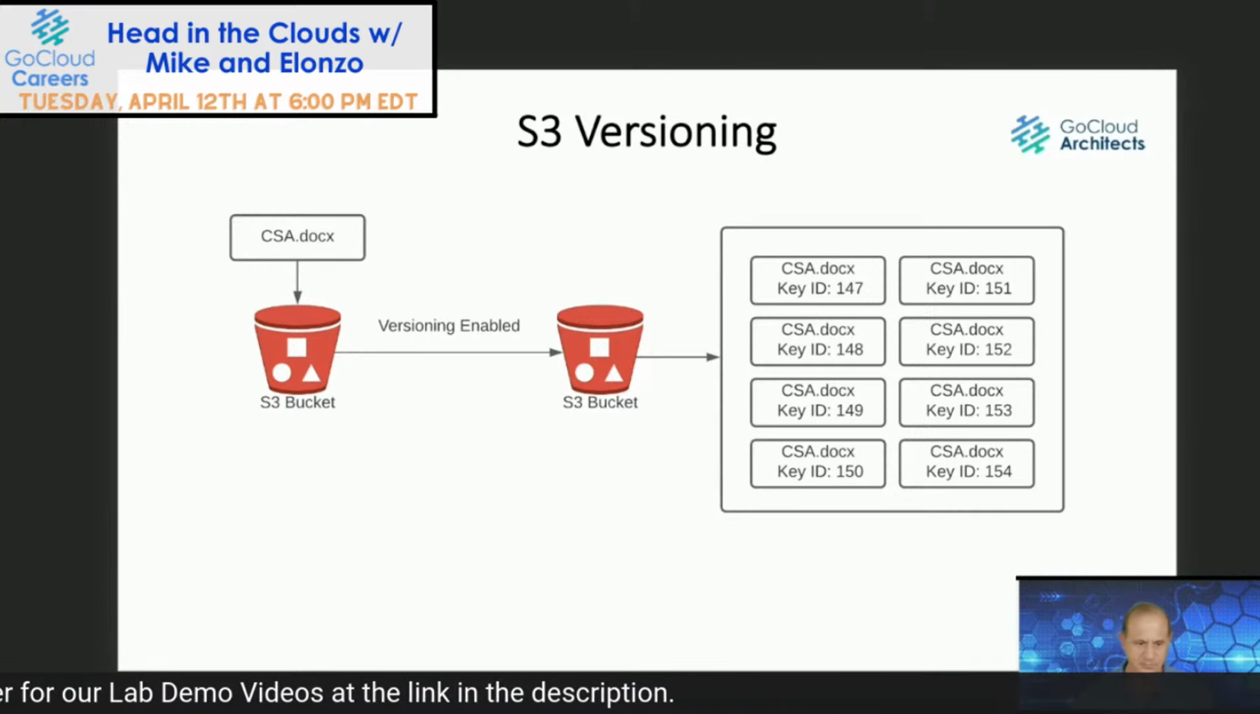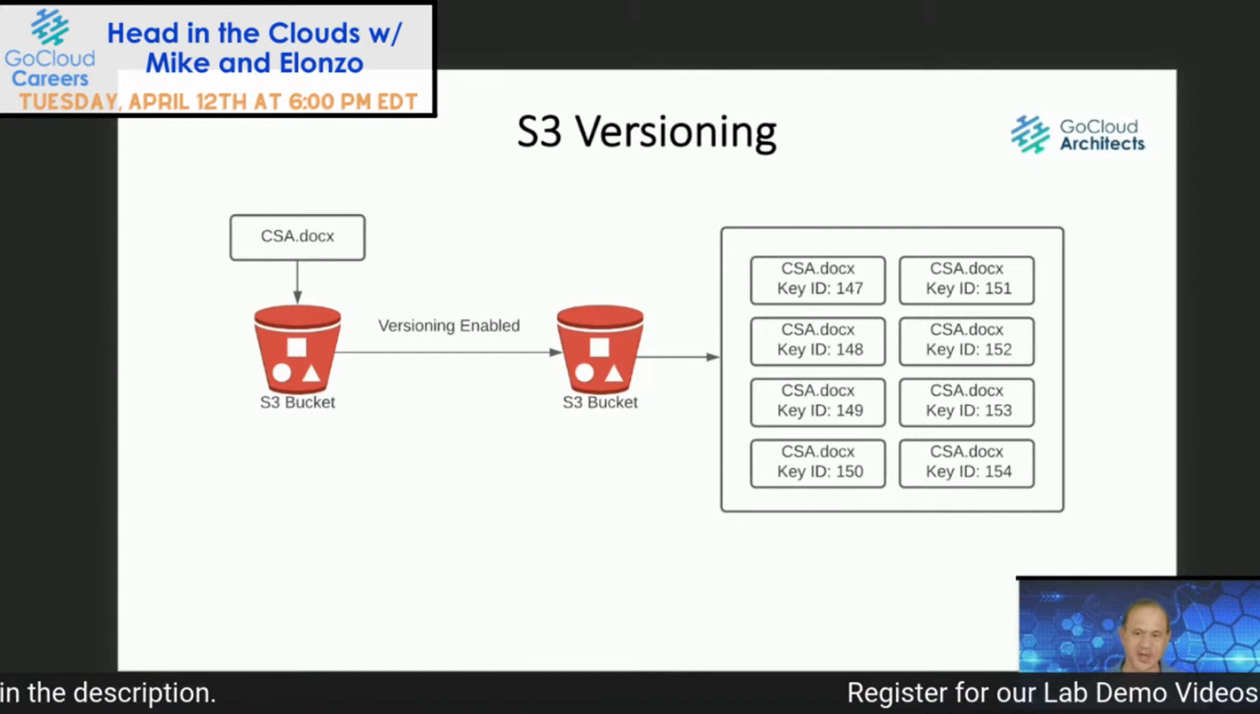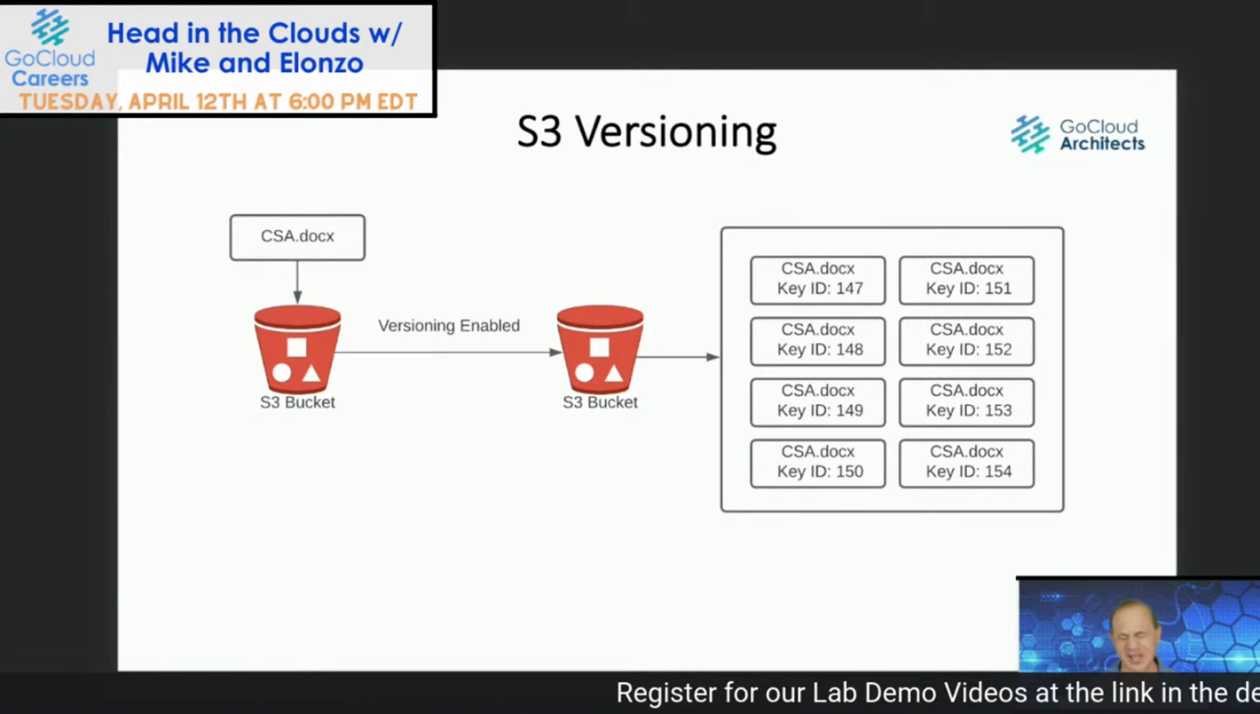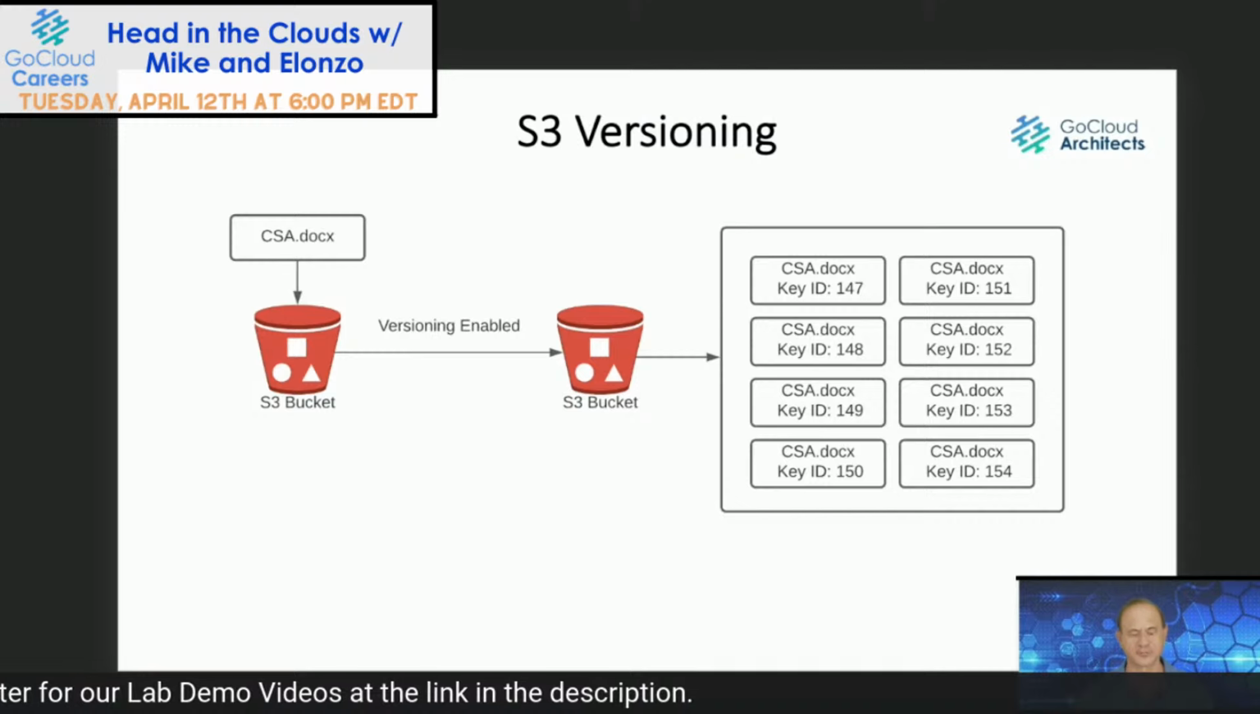So that's what we're dealing with regarding object storage. Versioning enables us to keep multiple versions at the same time. And this is super cool because if version 154 gets corrupted, you can go back to version 153 or 149 until you find a non-corrupted version. Awesome.